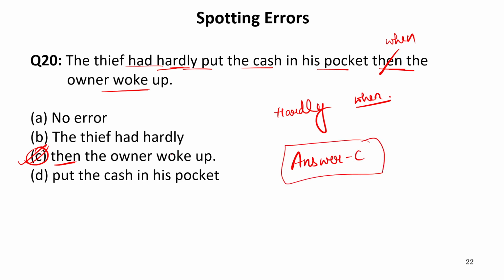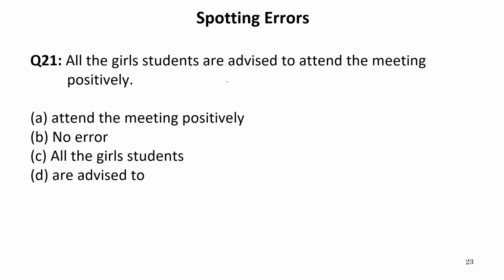Now let us move to the next one. All the girls students are advised to attend the meeting positively. Now girls and students, both the plural nouns cannot come together. It should be all the girl students, because here students is a noun and girl is behaving as an adjective over here, or a compound noun. So this girls will not be in plural form. It should be girl students. So error is in part C, so our answer is C.